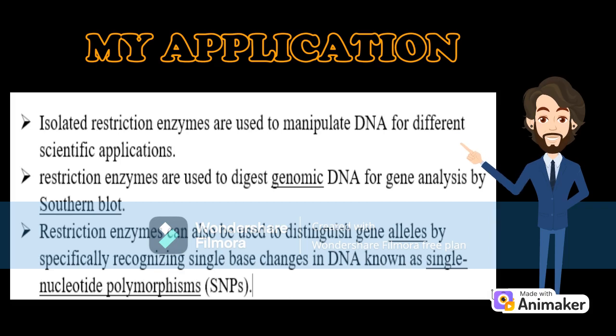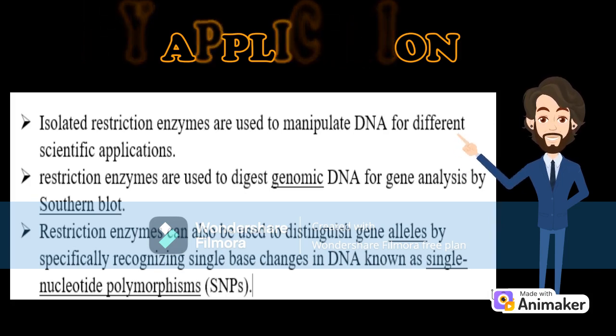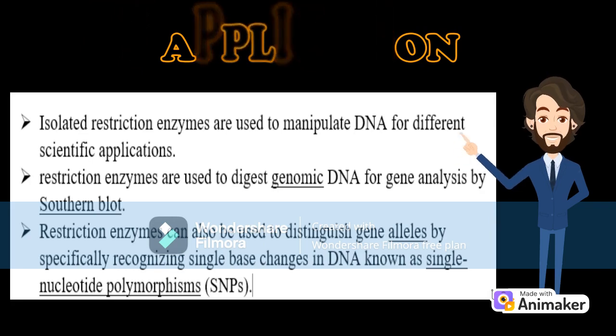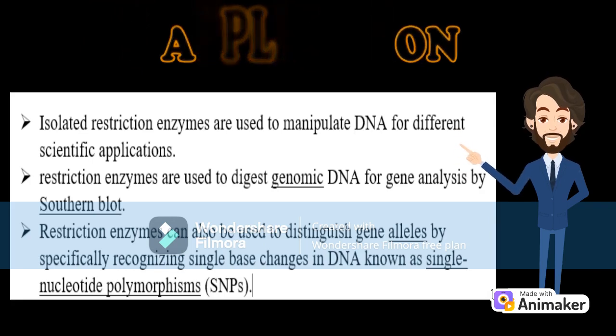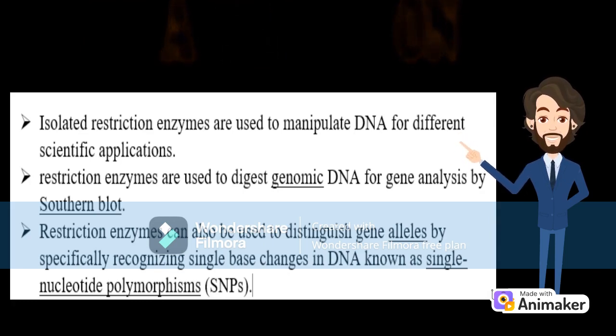In Southern blot technology, I am useful to digest the genomic DNA for gene analysis. I can also be used to distinguish gene alleles by specifically recognizing single base changes in DNA, known as single nucleotide polymorphisms, SNPs. Not only this, I am very useful in plant biotechnology, enzymology, and immunology, and in the diagnosis field, in PCR technology, and in ELISA technology.